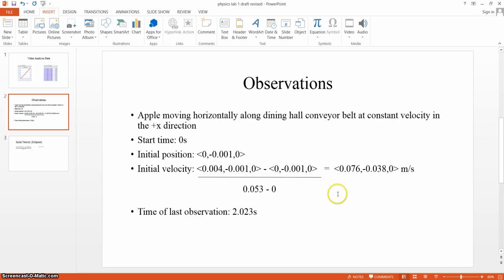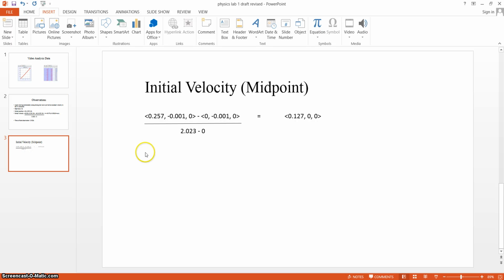However, that did not create an accurate representation of the object's true motion, which will be seen later in this video. So I then calculated the velocity of the object using the final and initial points of the graph, as can be seen here.